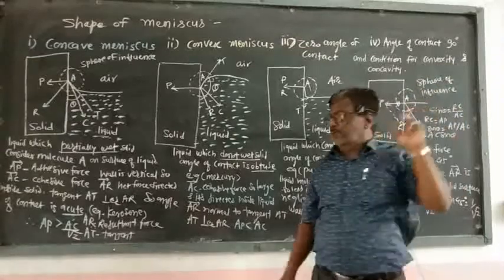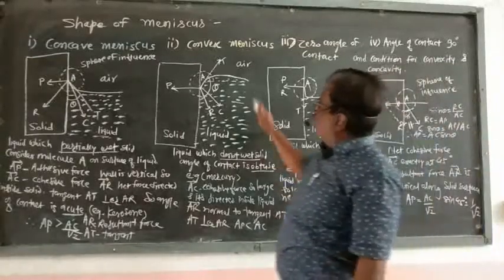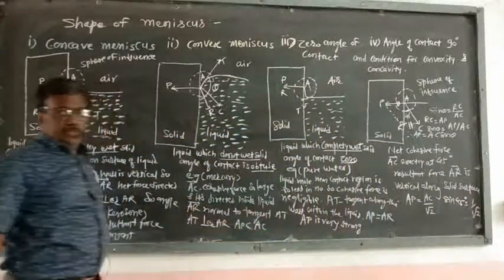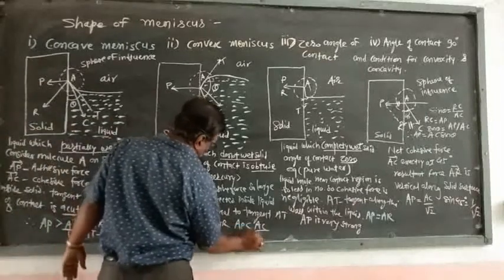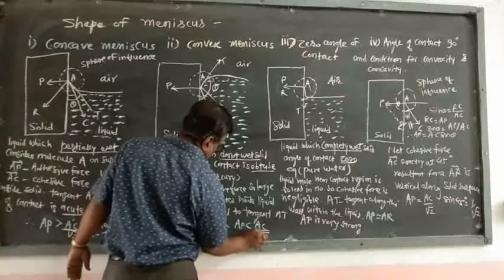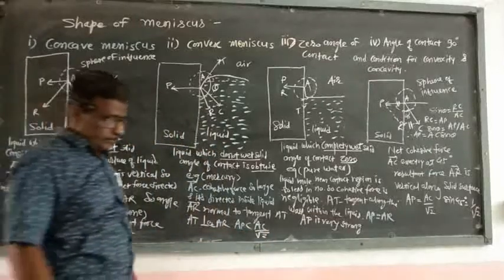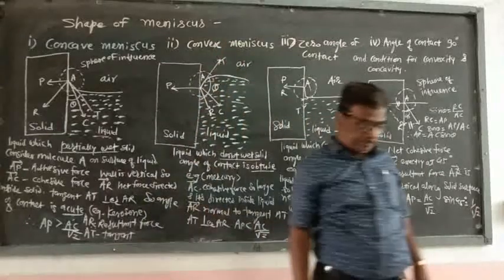Now we find out the condition for convexity. We know that for a convex surface AP is less than AC. Therefore we write AP is less than AC upon under root 2. So this is the condition for convex meniscus. So that is about the shape of meniscus here.